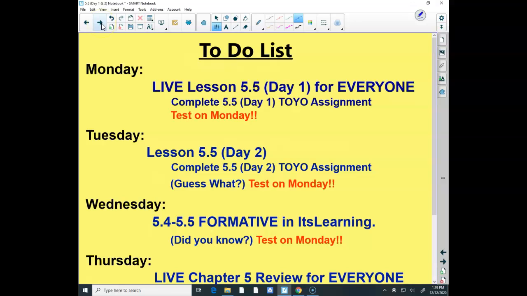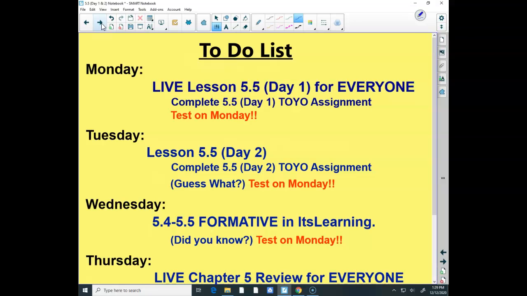To-do list this week. Well, obviously we're in the live session, Day 1, 5.5, Day 1 with everybody here. When we're done with the lesson, you're going to complete the try on your own assignment. And just to let you know, next Monday there is a test on Chapter 5. Tomorrow we're going to do Day 2 of 5.5. When the lesson's done, you're going to complete your 5.5 Day 2 try on your own assignment. And guess what? Yep, that's right. There's a test this coming Monday.